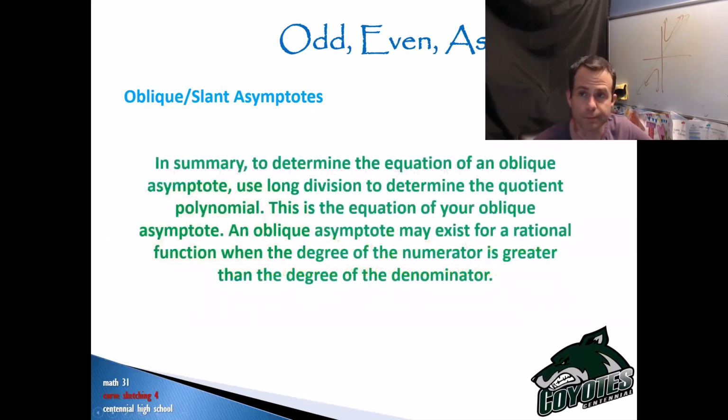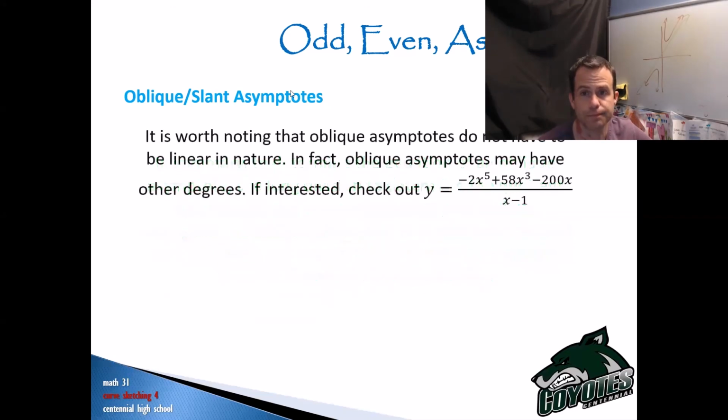So in summary, to determine the equation of an oblique asymptote, use long division to determine the quotient polynomial. This is the equation of your oblique asymptote. An oblique asymptote may exist for a rational function when the degree of the numerator is greater than the degree of the denominator. So that's when you want to check that, okay? When the numerator has a higher degree than the denominator, you want to do that division and look for an oblique or slant asymptote, okay?